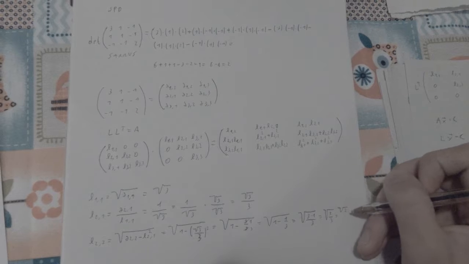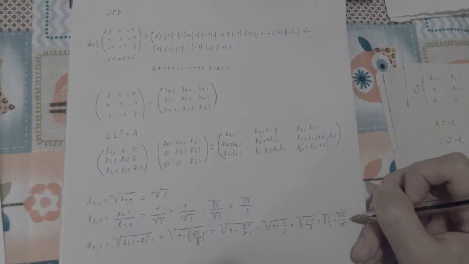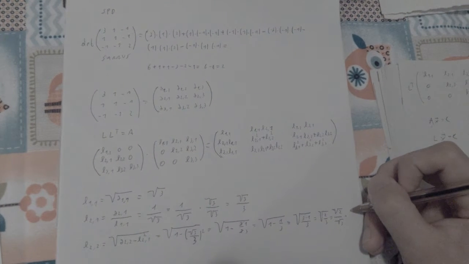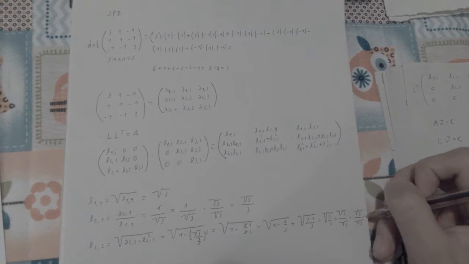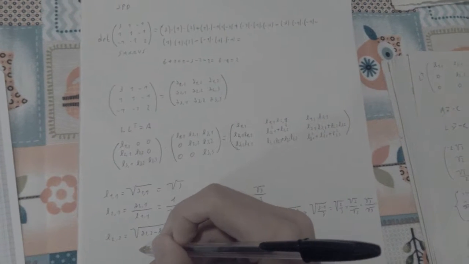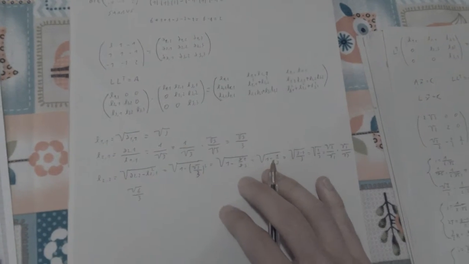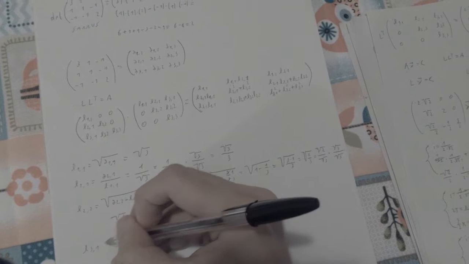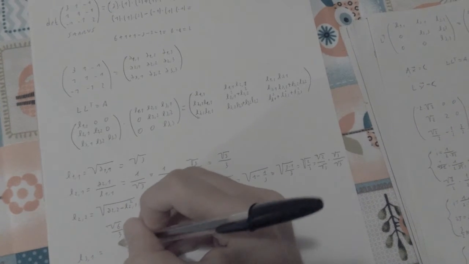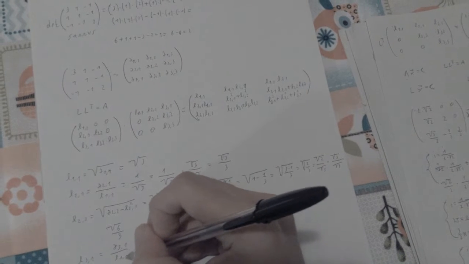square root of 2 over the square root of 3. I can actually rationalize it. So times square root of 3 over the square root of 3. And it is actually going to give me the square root of 6 over 3. Okay. So now we're heading for L31. And L31 is just A31 over L11.